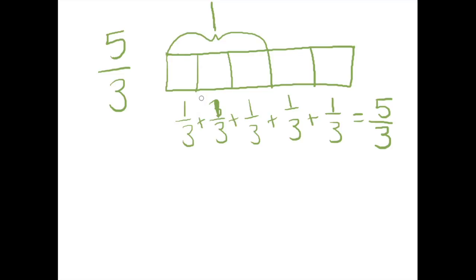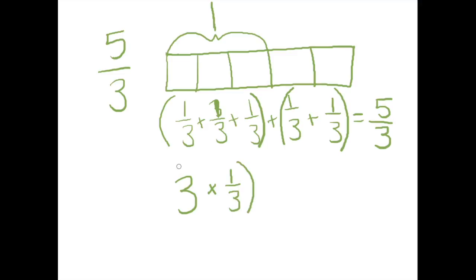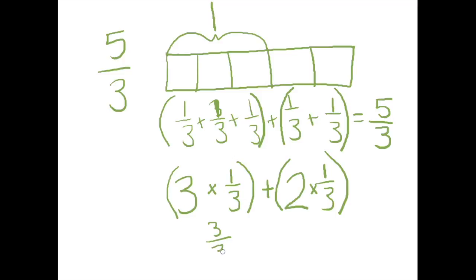And there are different ways that I can break these up and write this as a multiplication sentence. I'm going to start putting my parentheses there. So for the first set of our parentheses, I have a total of 3 equal parts. Each part is worth 1/3, so I have 3 equal groups of 1/3, or 3 times 1/3. I'm going to add that to my second parentheses, in which I have 2 equal parts of 1/3. So it's 2 times 1/3. 3 times 1/3 is 3/3, and I'm going to add that to 2 times 1/3, which is 2/3. And you can see exactly what that looks like here in the tape diagram.